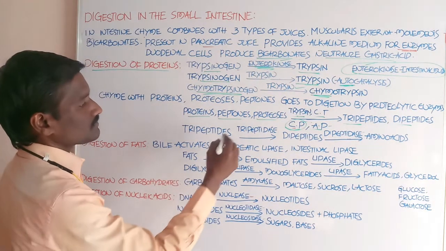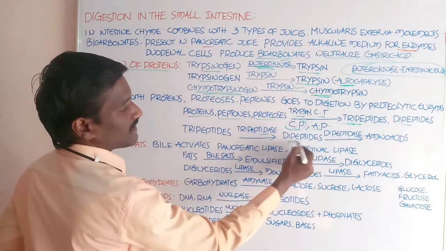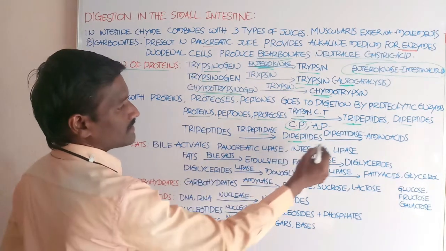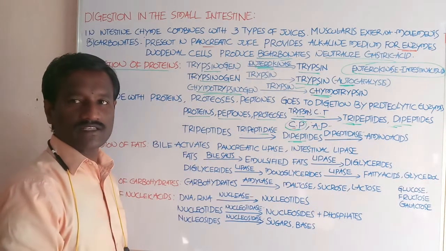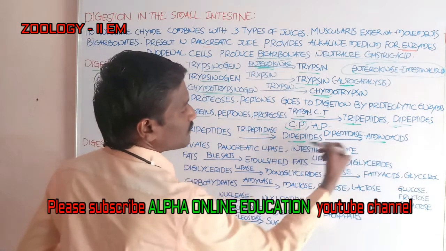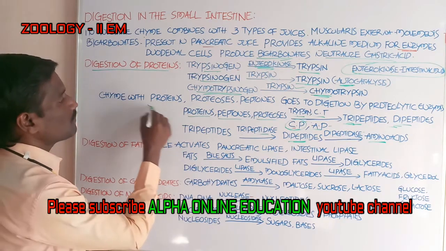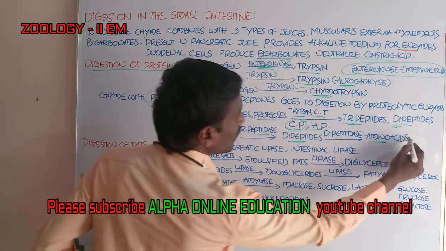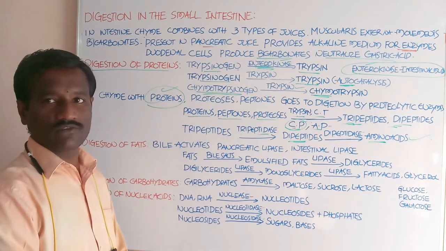Now, tripeptidase is the enzyme that acts on the tripeptides and converts them into dipeptides. Dipeptidase is the enzyme present in the intestinal juice, and it acts on the dipeptides and finally converts them into amino acids. Finally, proteins are converted into amino acids. These are the end products of the proteins.